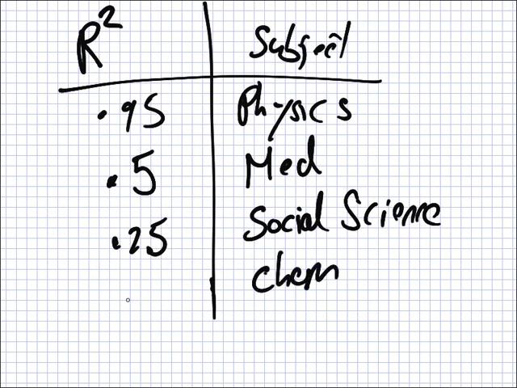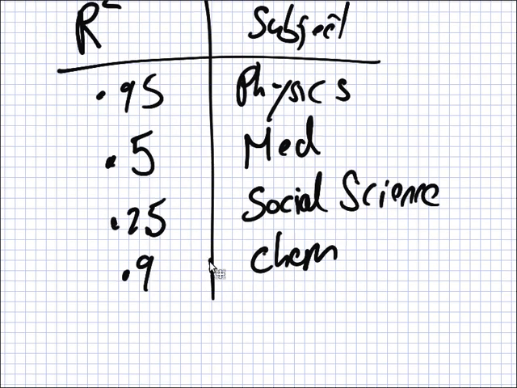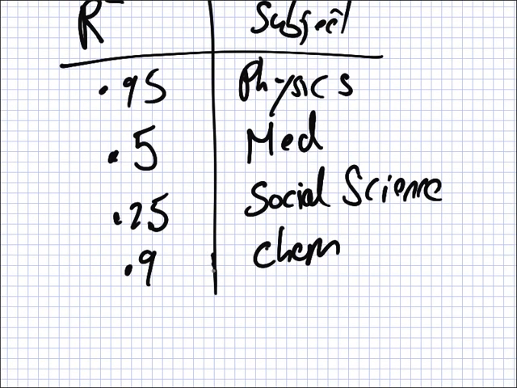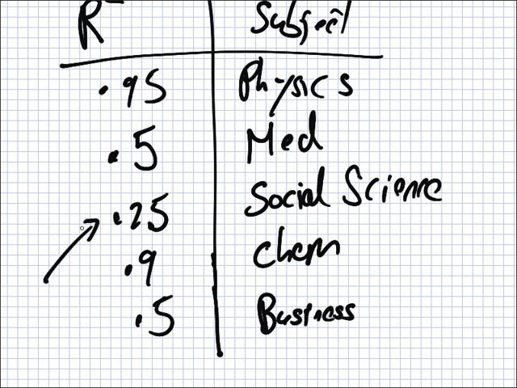Chemistry would be the same as physics. You'd want like 0.9, something like this. Biology would be the same as medicine. You want 0.5. And what other areas might you be studying? Business, like sales and something like this. Again, that would be 0.5 as well. Psychology would be the same as social science, 0.25.